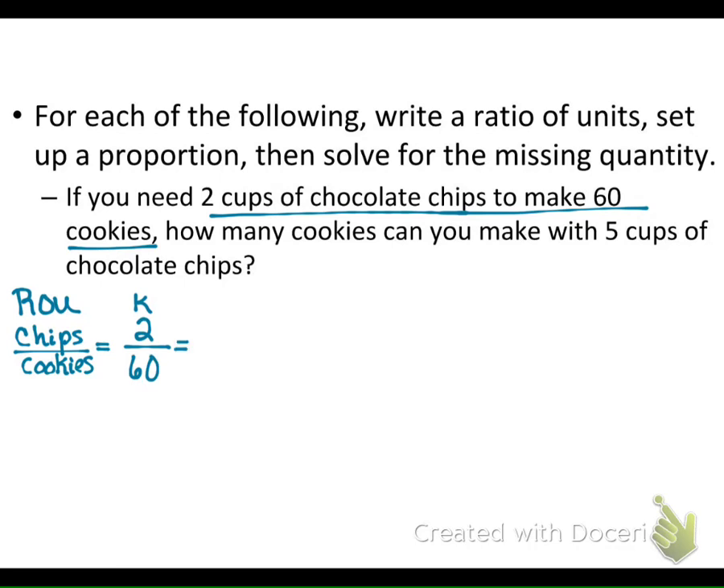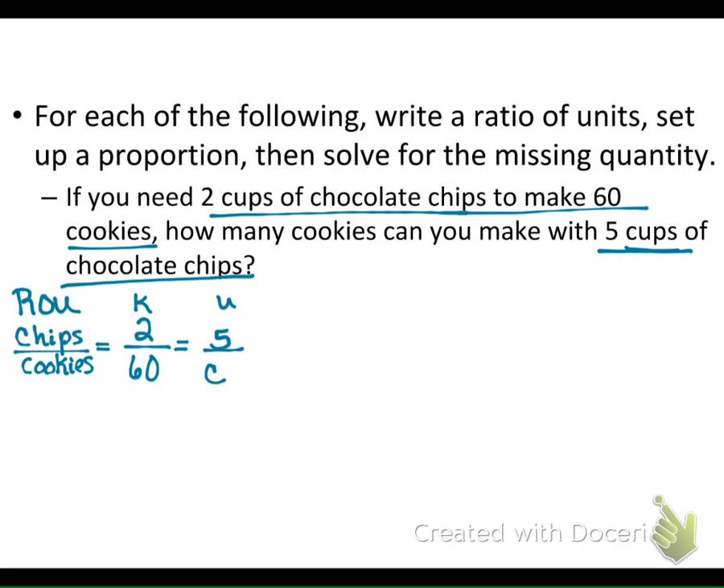Okay? And then we're going to come to our unknown. This is where we're going to have to find out some missing information. So the rest of our word problem reads, how many cookies can you make with 5 cups of chocolate chips? What information do they give me there? 5 cups of chocolate chips. So where would 5 cups of chocolate chips go? On the top with chips. So what am I trying to solve for? The bottom. Which means I'm trying to determine how many cookies I can make, right? What variable do you want to use? C for cookies?